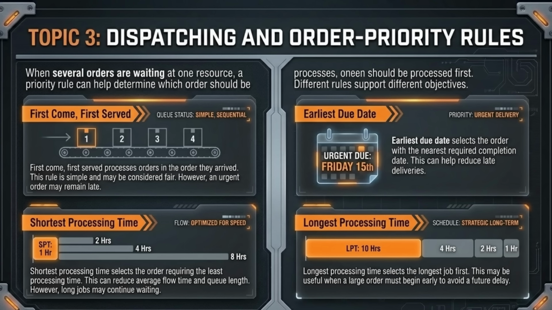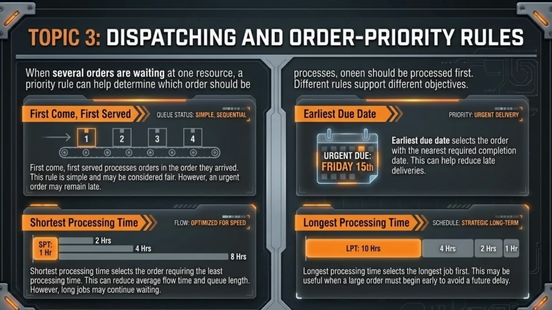This can help reduce late deliveries. Shortest processing time. Shortest processing time selects the order requiring the least processing time. This can reduce average flow time and queue length. However, long jobs may continue waiting.